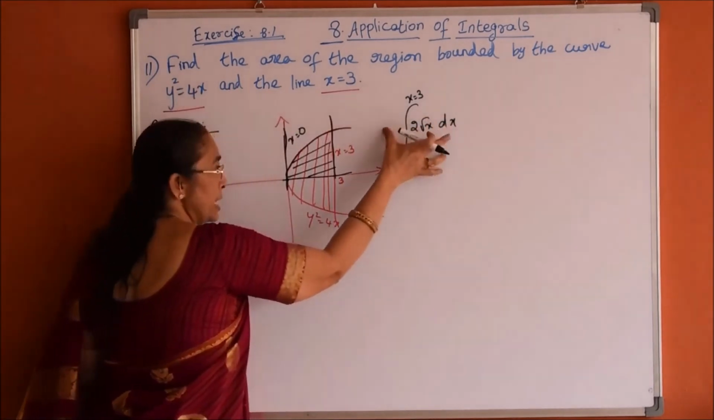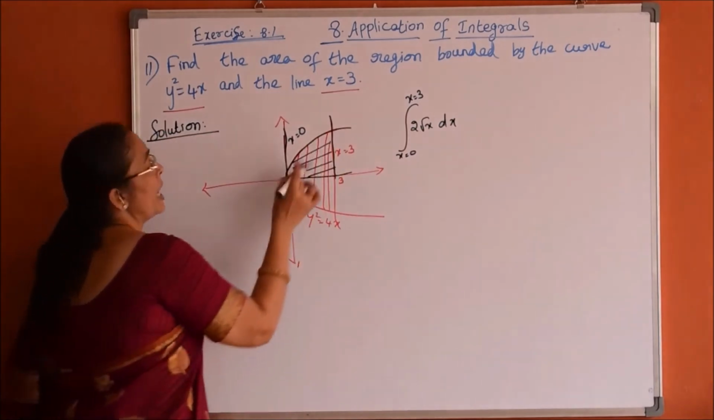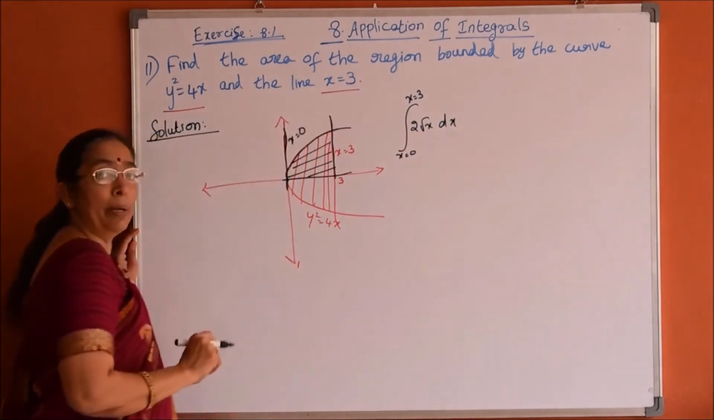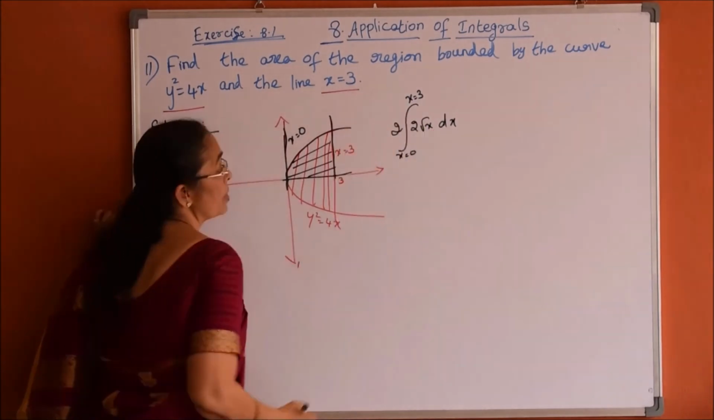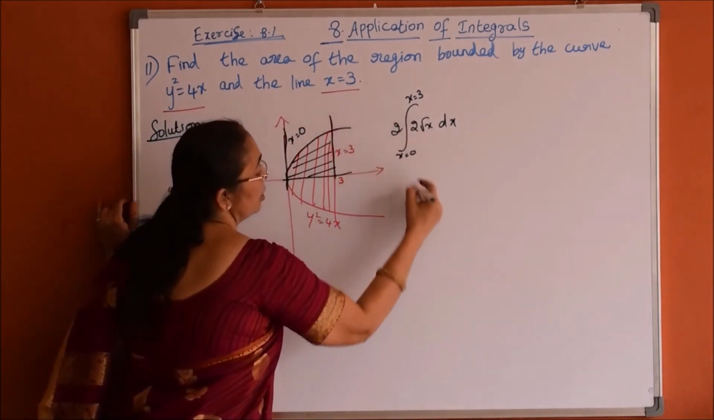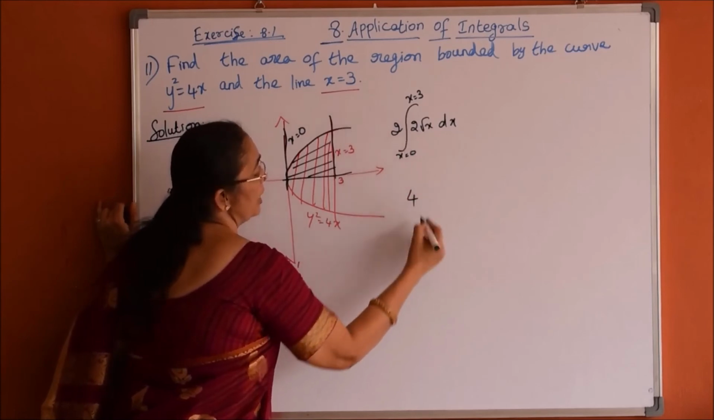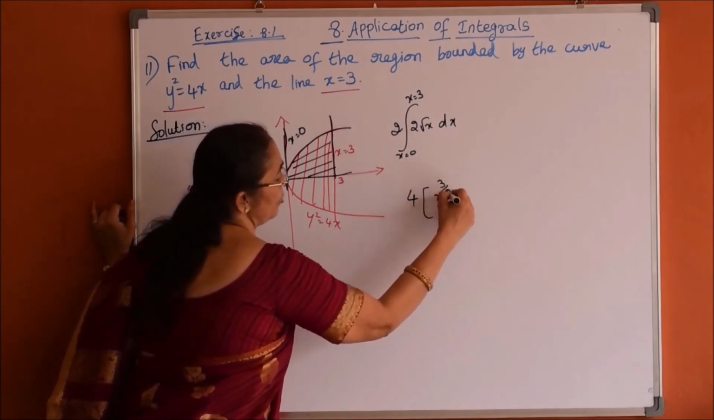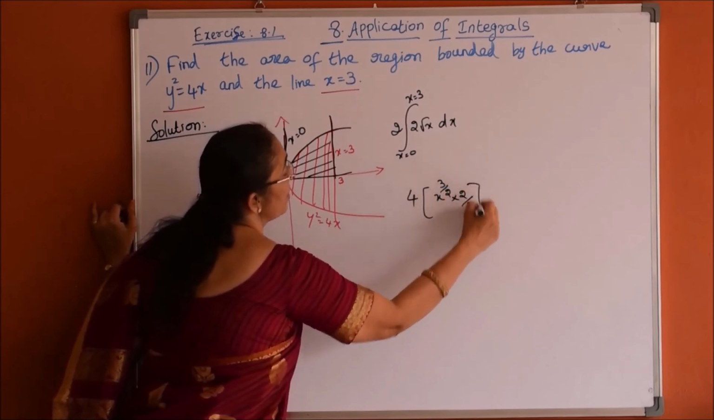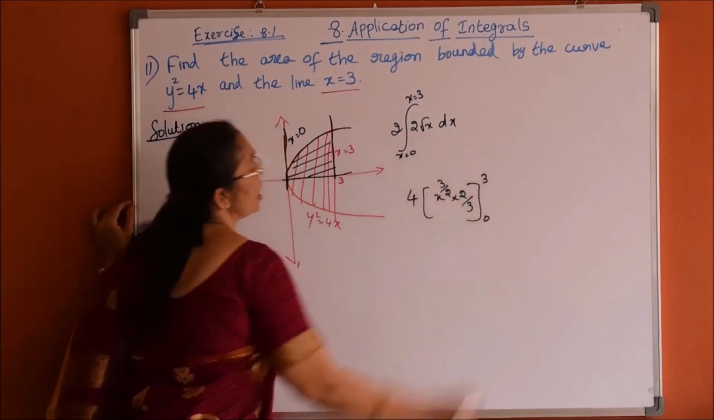So this integration will give the area, this shaded area, but we need the whole portion. So this is 2 times. Evaluating the integral, let us take 2 first common outside. 4 into root x. So root x integration is x to the power of 3 by 2 into 2 by 3. The limits are from 0 to 3.